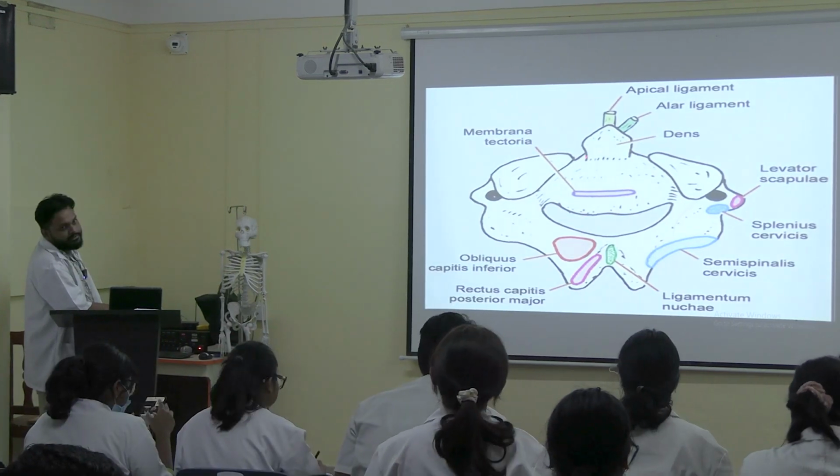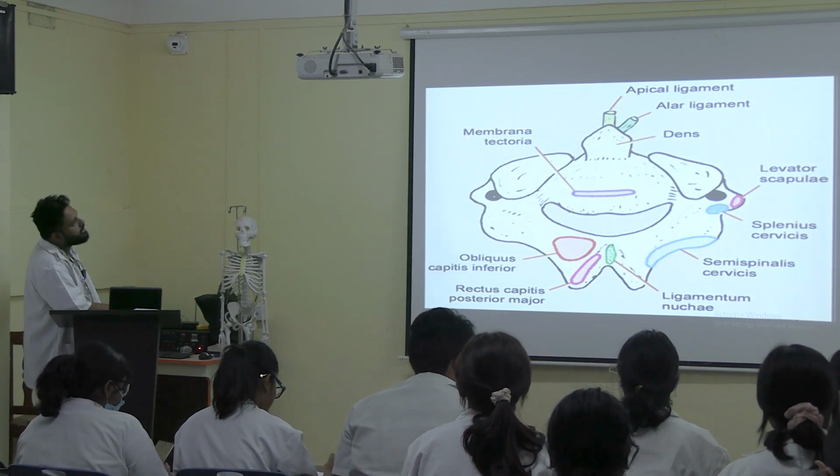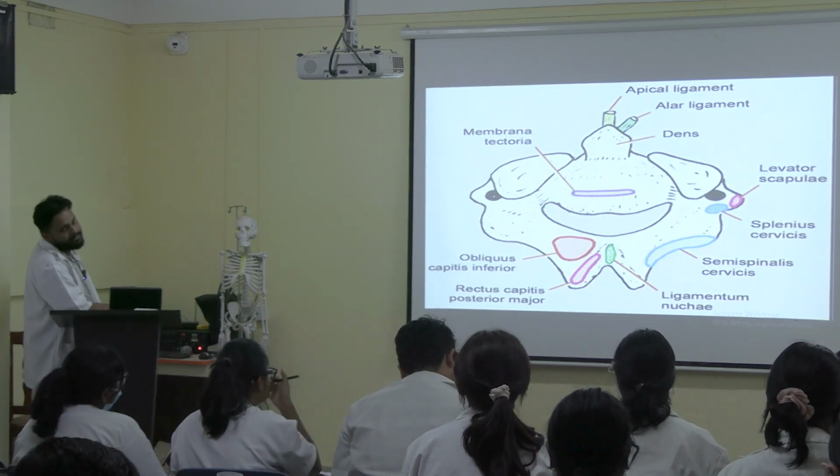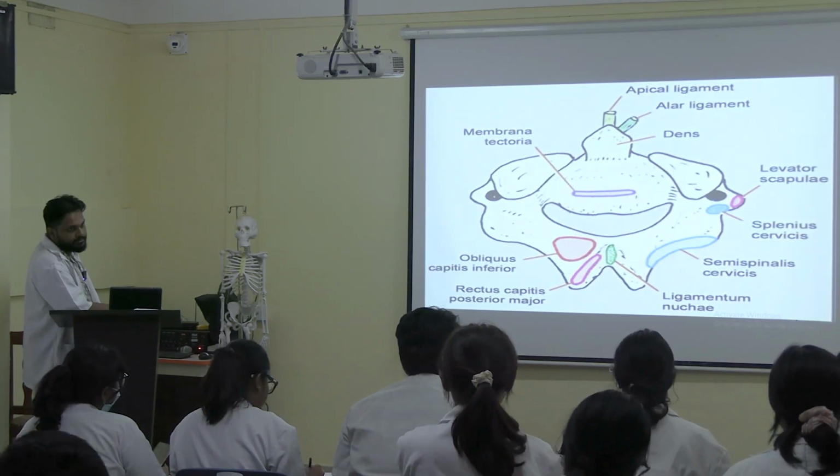This was the body, right? This is the posterior part of the body. Which structure is present? Membrana tectoria. Posterior to the posterior part of the body.